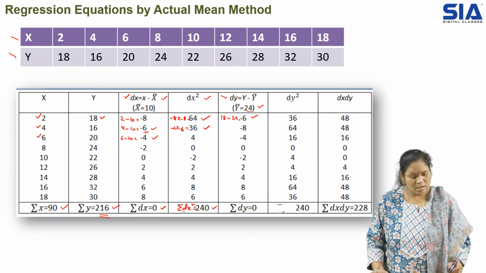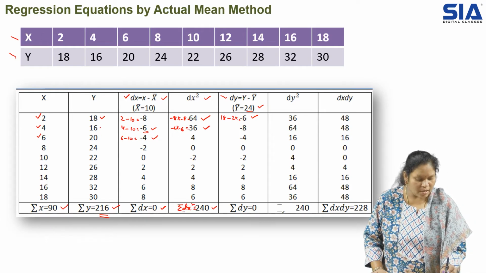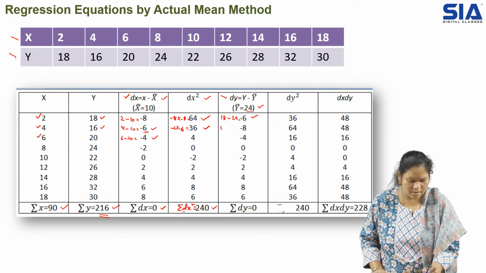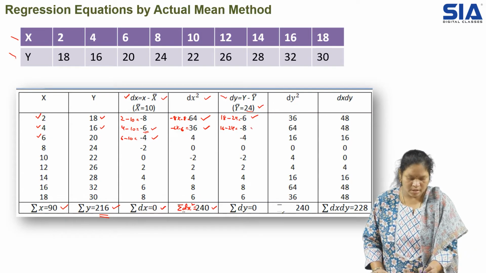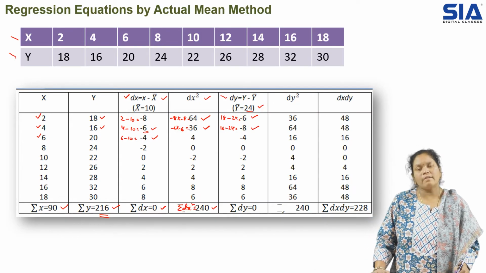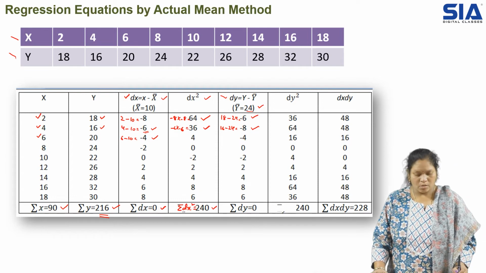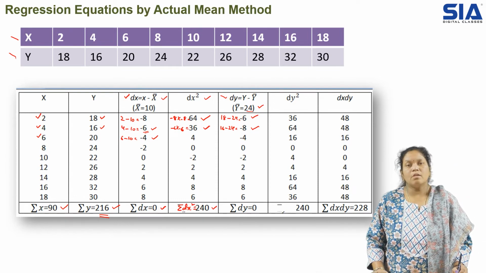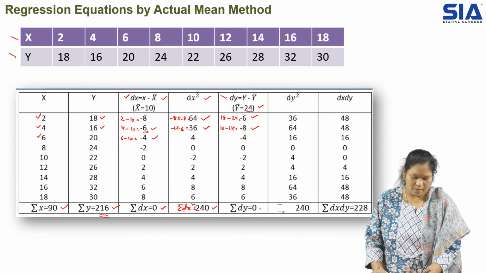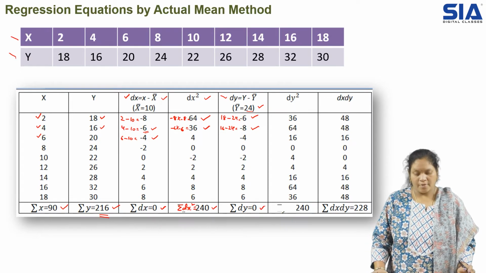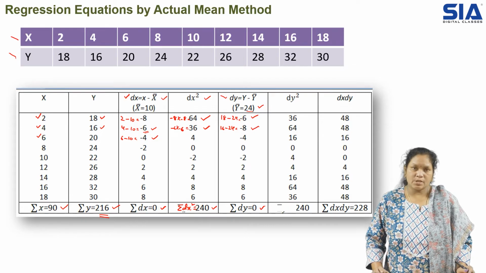Next, let us discuss one more. The y value I have is 16. So 16 minus 24, you get the answer as minus 8. In this way we have to obtain all the values of the dy column. After obtaining all the dy column values, add them up, and you will get summation dy is equal to 0.